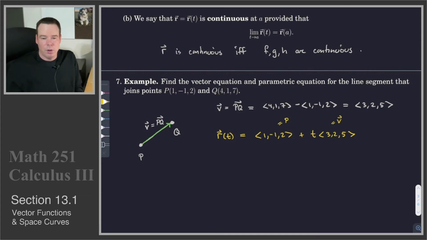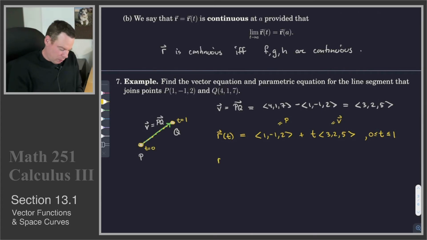However, in this case, we only want the points between P and Q. So how do we get those points? Well, we restrict t. When t equals 0, that gives us our point P. As we can just see, plugging in 0, 0 times the vector v gives us just our point P. And then as we add multiples of our vector v between 0 and 1, so t taking values between 0 and 1, we get all of the points on the line segment up till finally that last one when t is equal to 1. So this first point is when t is equal to 0.